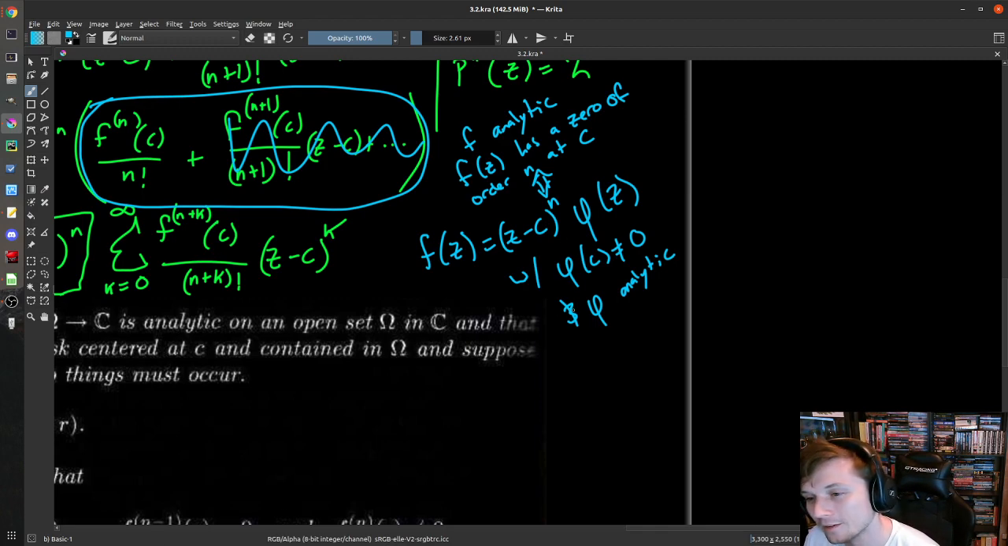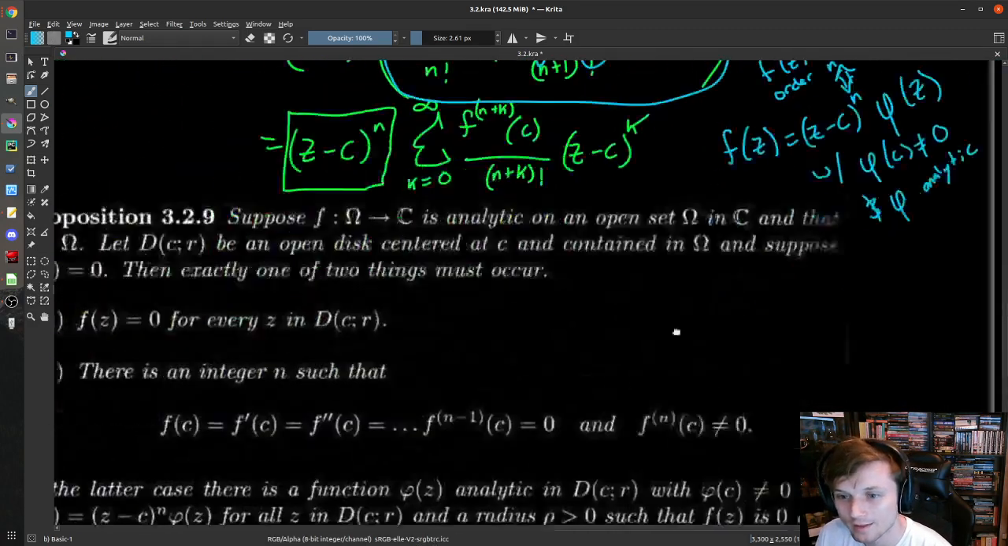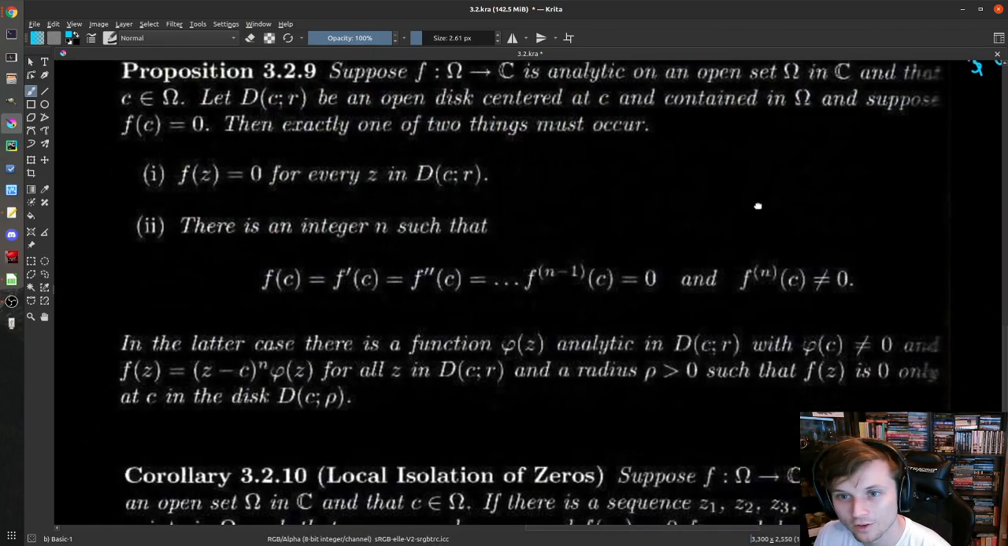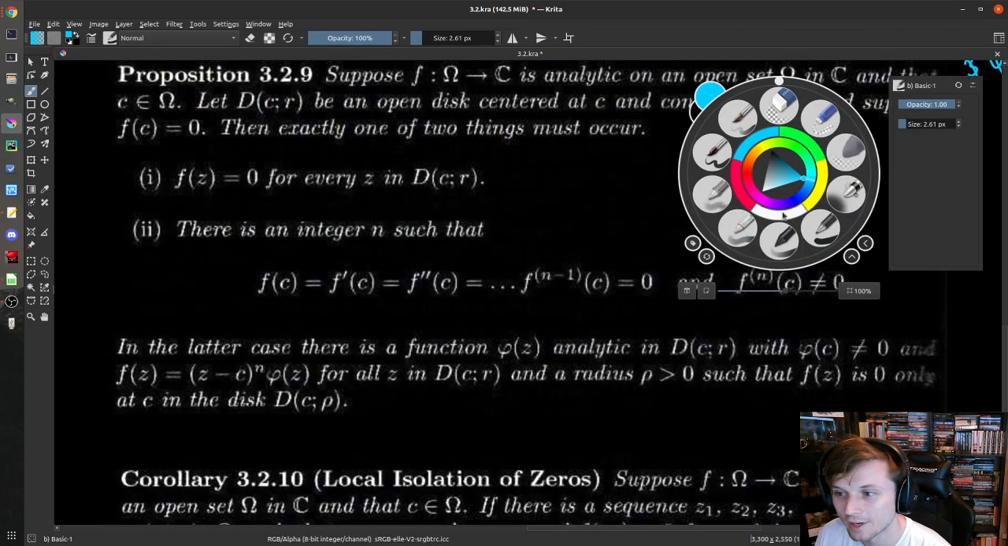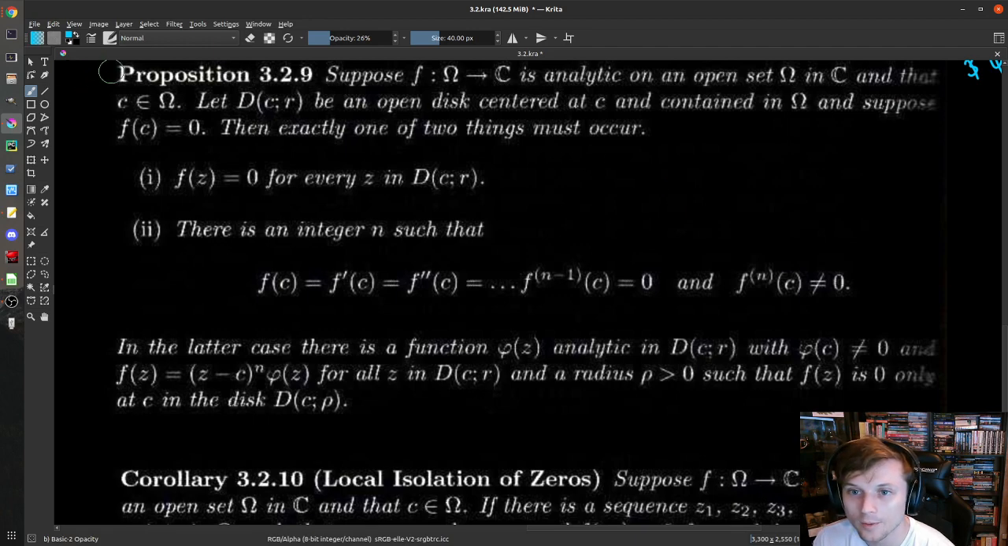A consequence of this is that the zeros of analytic functions are isolated in the same way that the zeros of polynomials are isolated. That is, they occur by themselves. They're not exactly next to another 0. Let's state this better than my messy handwriting because I didn't give myself enough room. So the proposition that I'm alluding to is proposition 3.2.9 in your textbook.